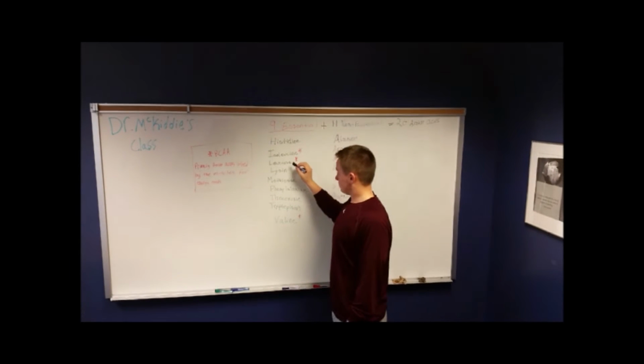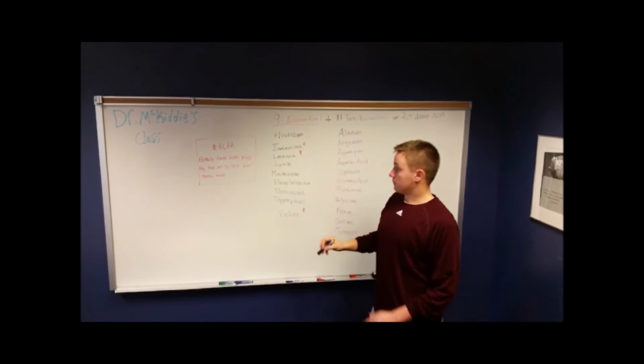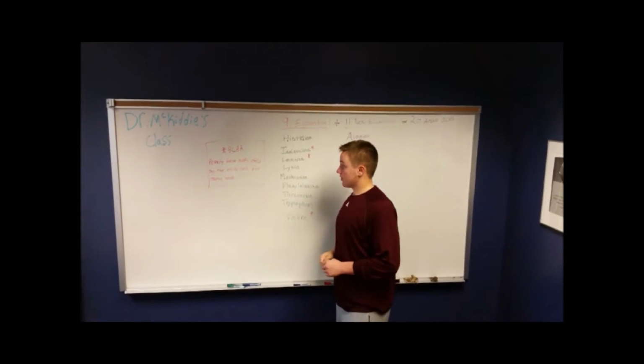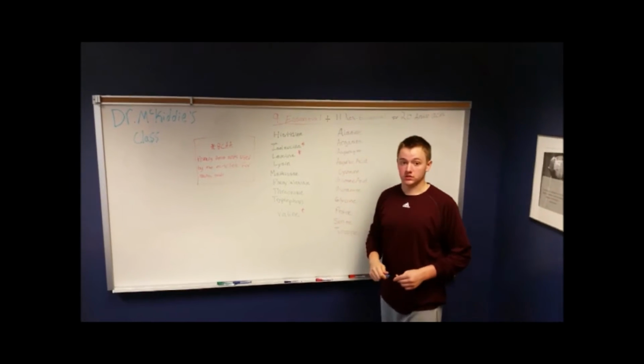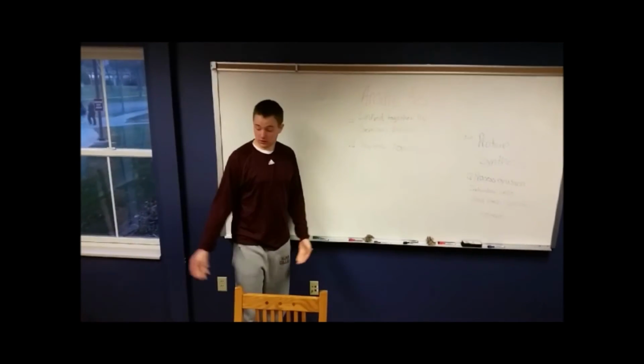You see the 3 red stars here? Those are showing that isoleucine, leucine, and valine are branched-chain amino acids, which are primary amino acids used by the muscle for energy needs. So, Dr. McKiddie, why is there an arrow between those two? Well, that's a great question, DeAndre.